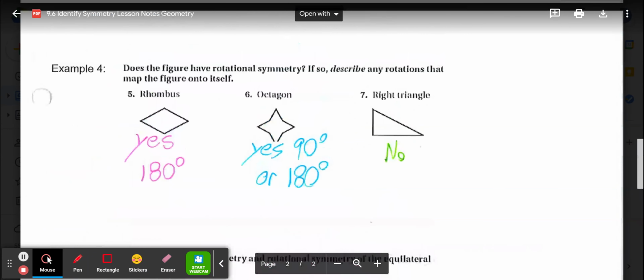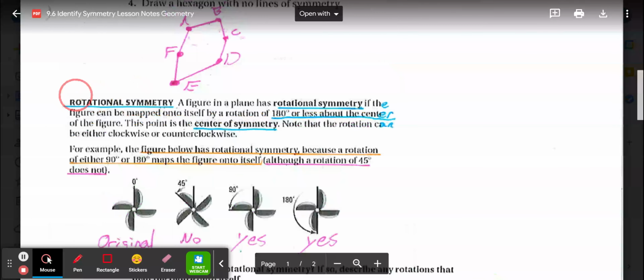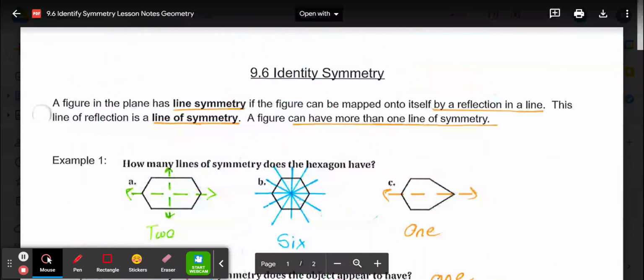So remember, as you go through this lesson, we have 2 types of symmetry, one being rotational symmetry and the other being line symmetry.